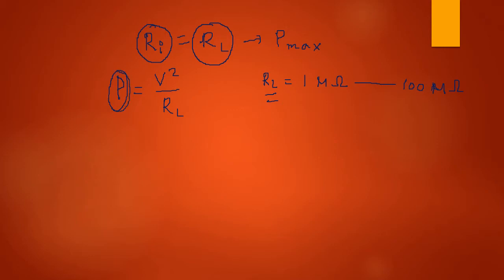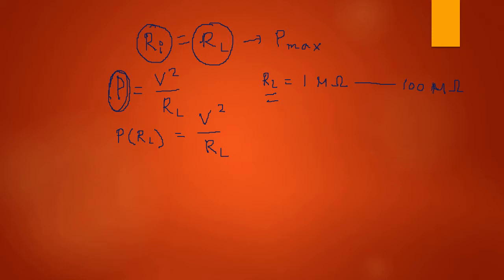So you can write down the power as a function of RL, for a particular value of RL, as V, whatever the output voltage you are getting at the circuit, squared by RL. That is how you can calculate this.